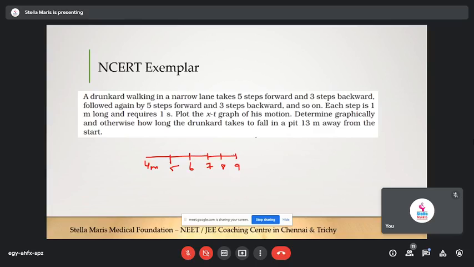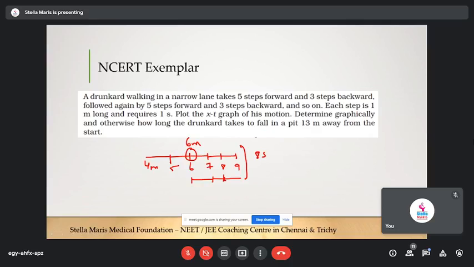And you will take 3 steps backward. That is from here to here, that is 1 step, and here to here, the 2nd step, and here to here, the 3rd step. So he'll be here. He'll be at 6 meters. So here another 8 seconds gone.